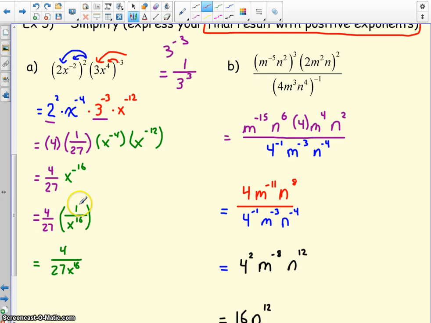Okay, once I've done that, I can now multiply these through, just simplify it a little bit more. So 4 times 1 gives me 4, and putting 27 times x to the 16 to create my denominator here. So overall, I should wind up with 4 over 27 times x to the exponent of 16.